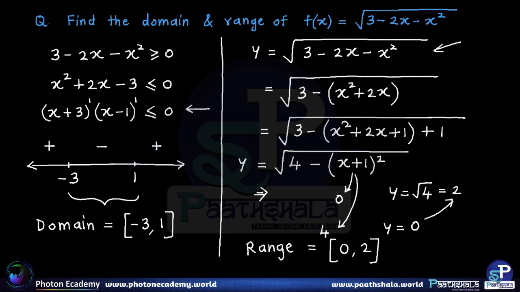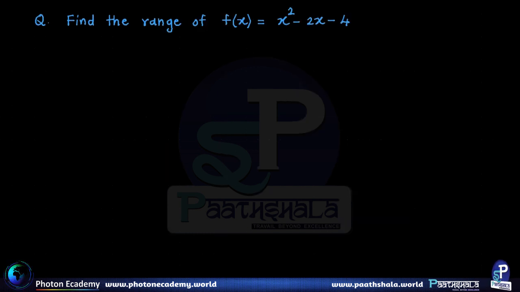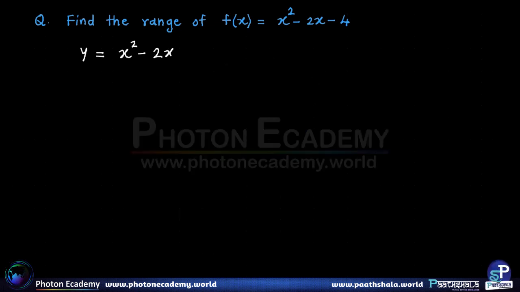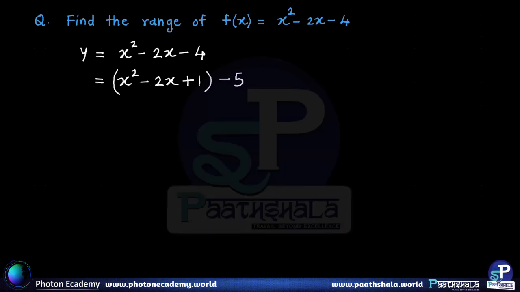Let's move on to the next question. Now here we have to find the range of the function x square minus 2x minus 4, which is also of similar type as the last example. So if we try to complete the square, we will have to add 1 to the first two terms. So that means to keep the balance we must subtract 5.